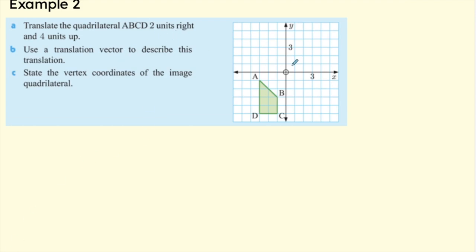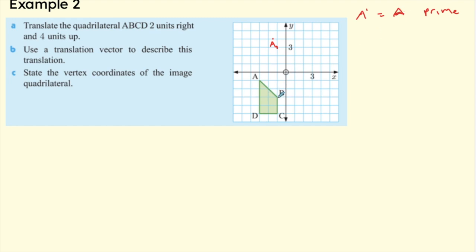Translate the quadrilateral ABCD, 2 units right and 4 units up. So let's do it. 2 units right, 4 units up. So let's take A, 1, 2, and up 1, 2, 3, 4. And this is A, we label this one A prime. So this A with this little dot is A prime, not a prime, A prime.